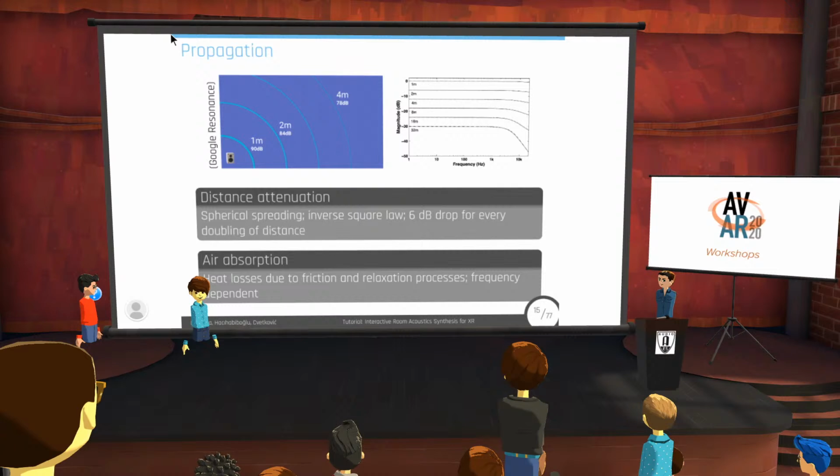The second phenomenon is air absorption, and this is mostly caused by heat losses due to friction. You can see in the top right corner that as the distance increases, the air absorption is quite frequency dependent, meaning that at higher frequencies there is a larger attenuation. This is particularly relevant for very large spaces like churches, for instance, and dictates also the fact that reverberation time at higher frequencies is typically lower.